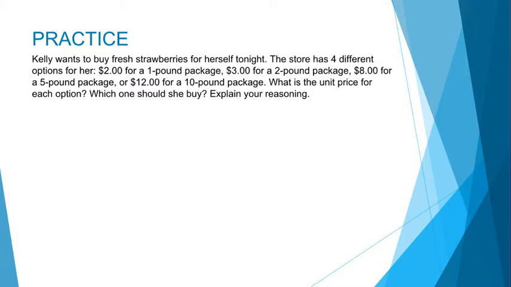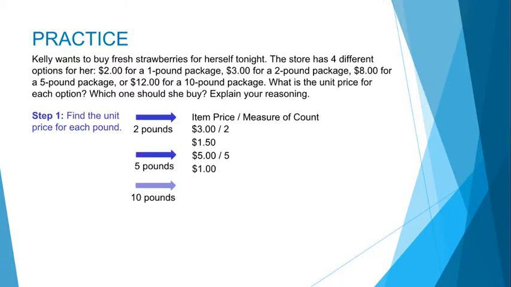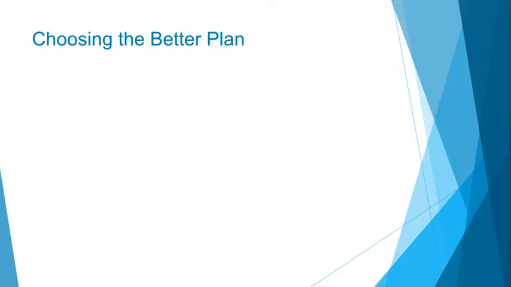Alright, now that you've had a chance to do it, you should have gotten that the answer is the 12 for a 10-pound package. If you find all the unit prices, you would want to buy the 12 one. So let's go on to choosing the better plan.